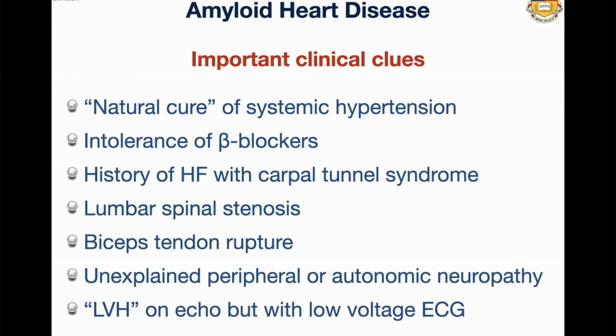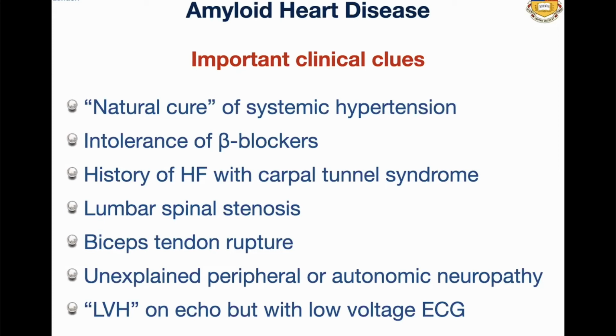History of heart failure with carpal tunnel syndrome, think of amyloid. Lumbar spinal stenosis and biceps tendon rupture, think of amyloid. Unexplained peripheral or autonomic neuropathy, think of amyloid. And left ventricular hypertrophy or increased wall thickness, but with low voltage ECG, think of amyloid.